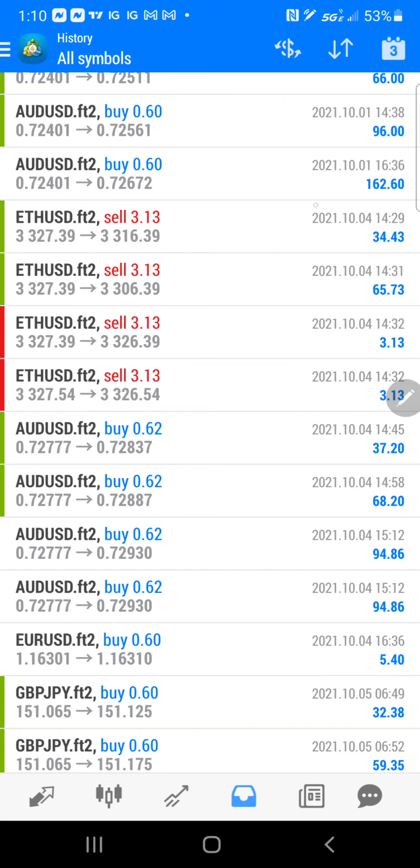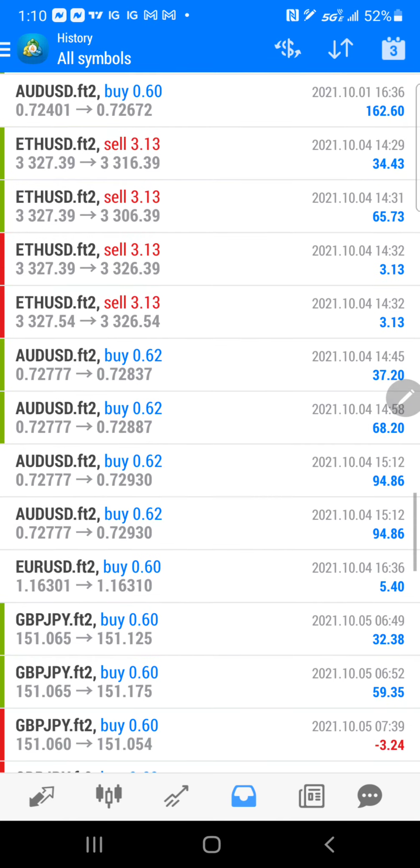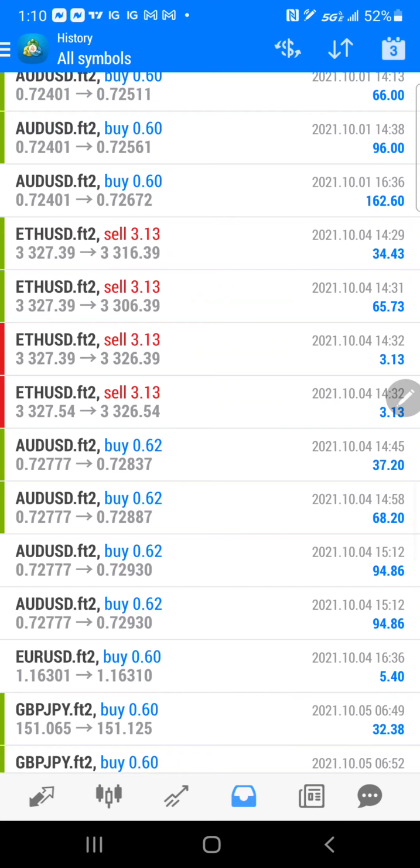As you can probably see here, I do trade other assets. The second most traded asset that I trade is Ethereum. I also trade the Euro, so Euro USD and GBP JPY, and sometimes even USD JPY. With that being said, the pair I've back tested the most often with this strategy is the Australian dollar US dollar, and it is the one that I believe is the most profitable for the strategy that I'm using.